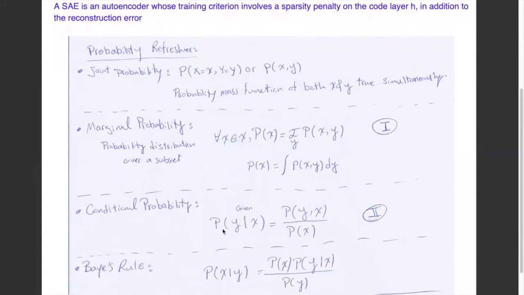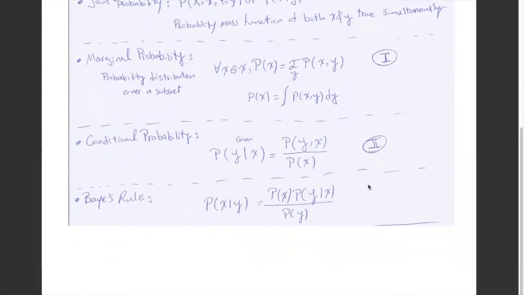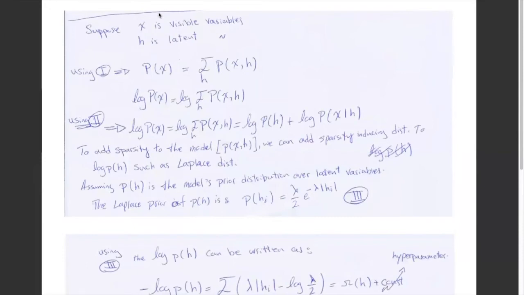Conditional probability is written like this. We want to look at p of y given that we know x, right? It will be like this. So it's the joint probability p(y, x) over p(x). And there's the well-known Bayes rule theorem, that p of x given y can also be written as p of x times p of y given x over p of y. So having these in mind, I have marked the marginal probability as 1 and conditional probability as 2.